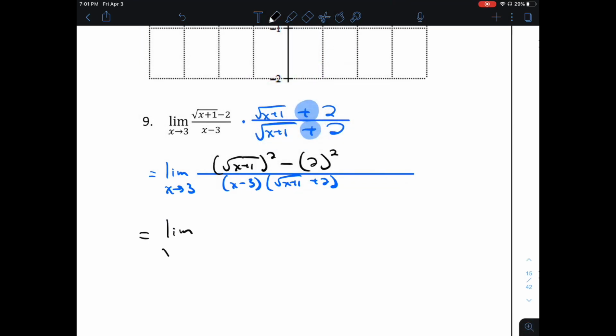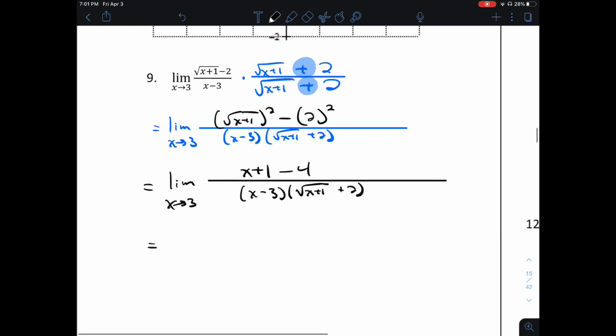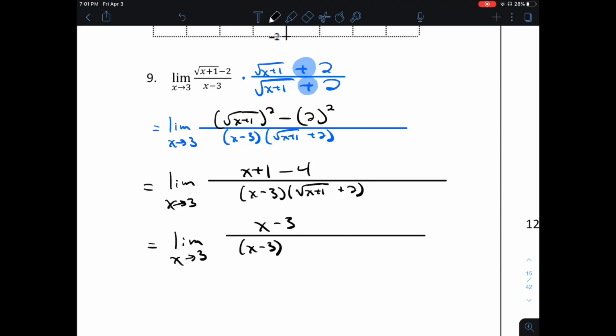So this is going to be the limit as x approaches 3. This denominator is not changing because we are not multiplying out things that are not conjugates. In the numerator, the square root of the sum of x and 1 squared is x plus 1. In the numerator, we are subtracting from that 2 squared. 2 squared is 4. Simplifying a bit more, we're going to have the limit as x approaches 3. In the numerator, we get x minus 3. Now that shouldn't surprise us, that the top became an x minus 3.